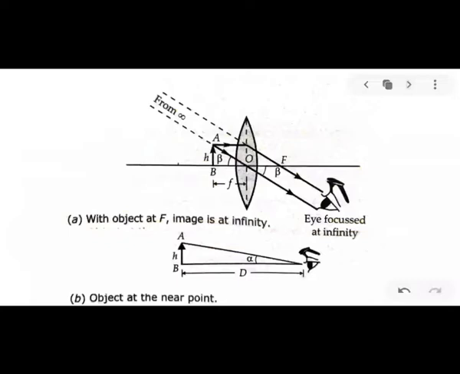Let us consider our object AB, which is placed at the focus F. If the object is placed at the focus, the image is formed at infinity. If the image is at infinity, my image makes some angle, isn't it? This is the angle made by the image, which is beta. Now let us consider our object. This object AB is placed at the least distance of distinct vision from our eye. Now this object also makes some angle, and this angle is alpha.